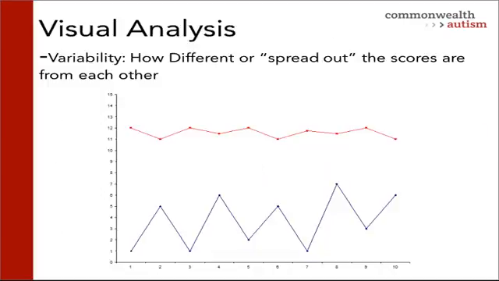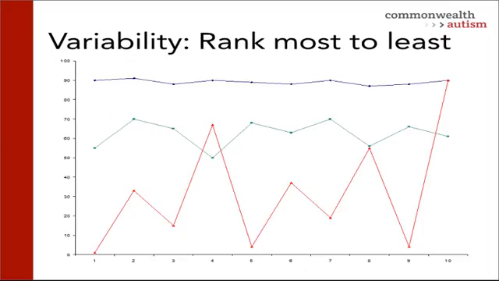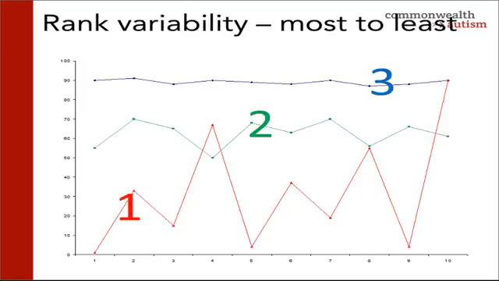Variability looks at how different or spread out the scores are from each other. So if we look at the red line compared to the blue line, you can see differences in variability. Take a second to rank the following from most variable to least variable. Hopefully you came up with something like this. The red line is the most variable line, the green line is the second most variable, and the blue line is the least variable line.